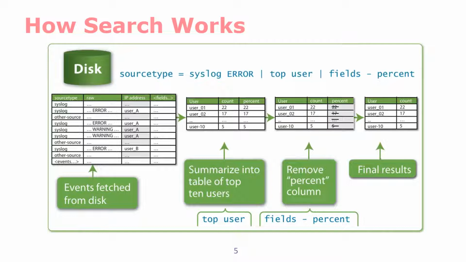Hyphen means removing. So top user means top is a command, user is a field name. Here fields space hyphen percent means remove the percentage. So you remove the percentage and only the count you will see. Okay, so like that. Are you understanding? Yes.